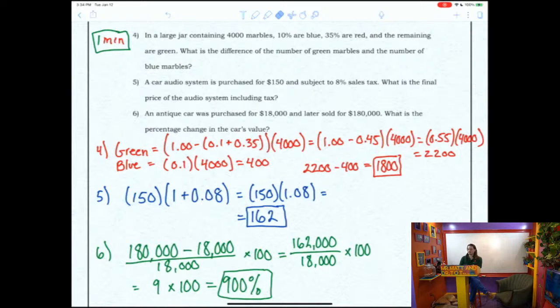And number 6, if we start off with a value of $18,000, and it increases to $180,000, then we're going to take the final minus initial divided by initial times 100. So 180,000 minus 18,000, divided by 18,000, times 100 would give us 162,000 divided by 18,000. 18,000 goes into 162,000 9 times, so that leaves us with 9 times 100, which represents a 900% increase.